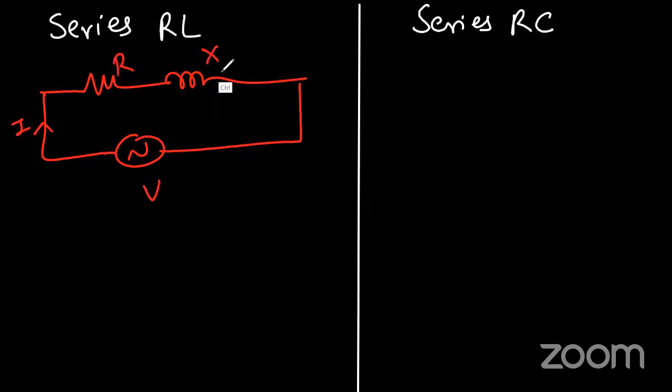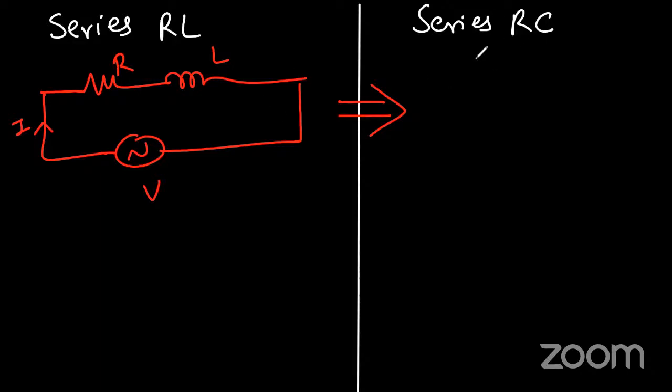Or you can say L only. If you write L, or XL, it's okay. Actually it should be L. Okay. If I want to write the same diagram in series RC, then what are the changes? Tell me, I want to draw the same diagram for series RC. So what are the changes? What changes do we have to make in this diagram so you get a series RC?